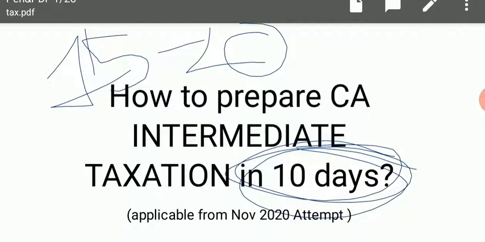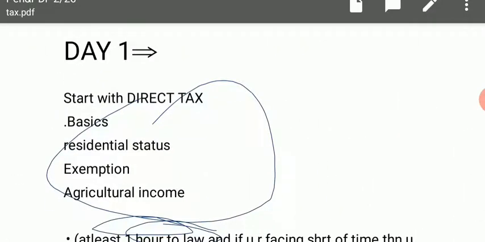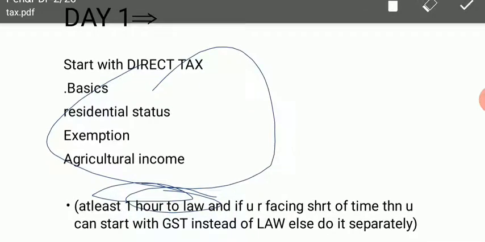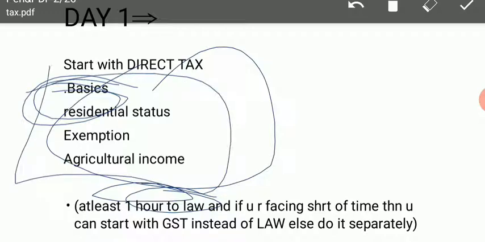So the viewers who are watching this should categorize themselves into two categories: do you have 15 to 20 days to allot, or do you have only 10 days. On day number 1, you should start with your direct tax, and you should cover all these chapters. Now these are very easy and very scoring chapters. The basics chapter, you may find that it is not very important, but actually it is very important. Mostly students ignore this chapter, but it is really very important. So these all 4 chapters are very short, but really important. So you should cover all these 4 chapters in one day.